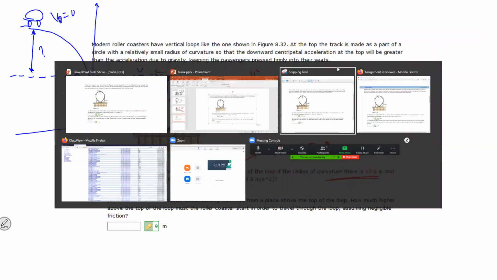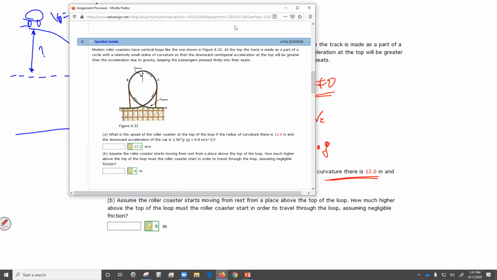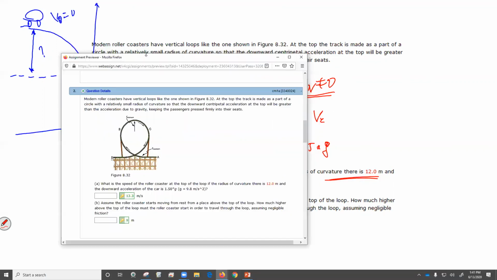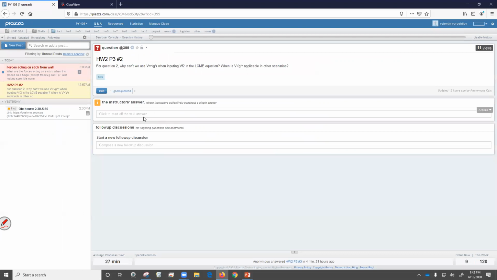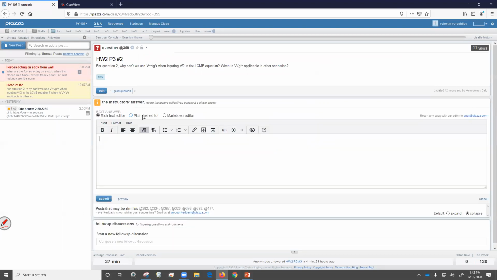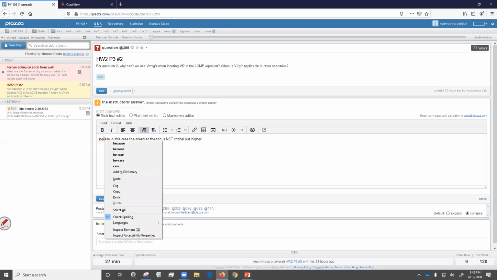Where is Piazza? That's not Piazza. This is Piazza. Because in this case, the speed at the top is not critical, but higher. Just one typo.